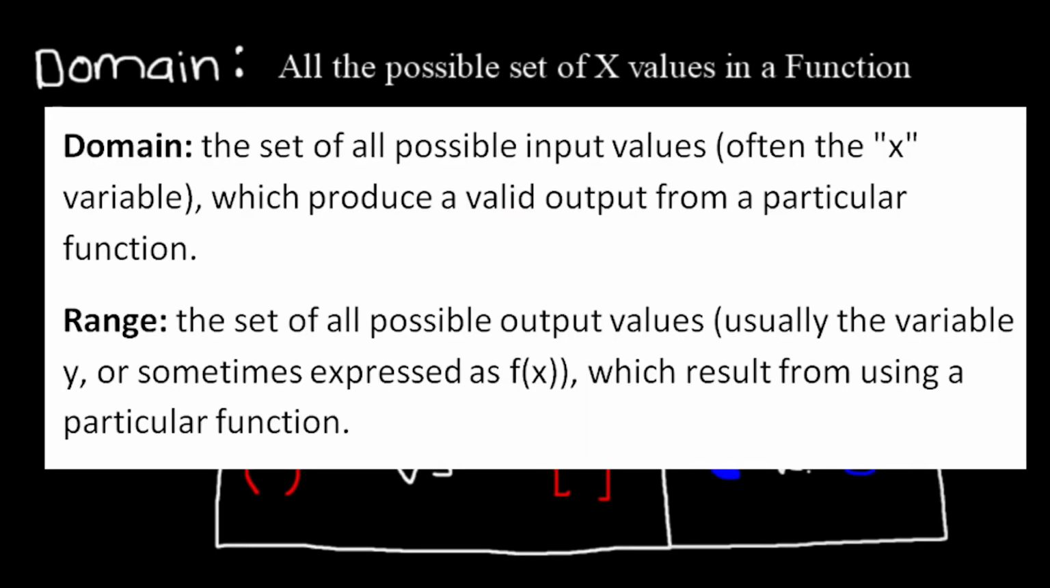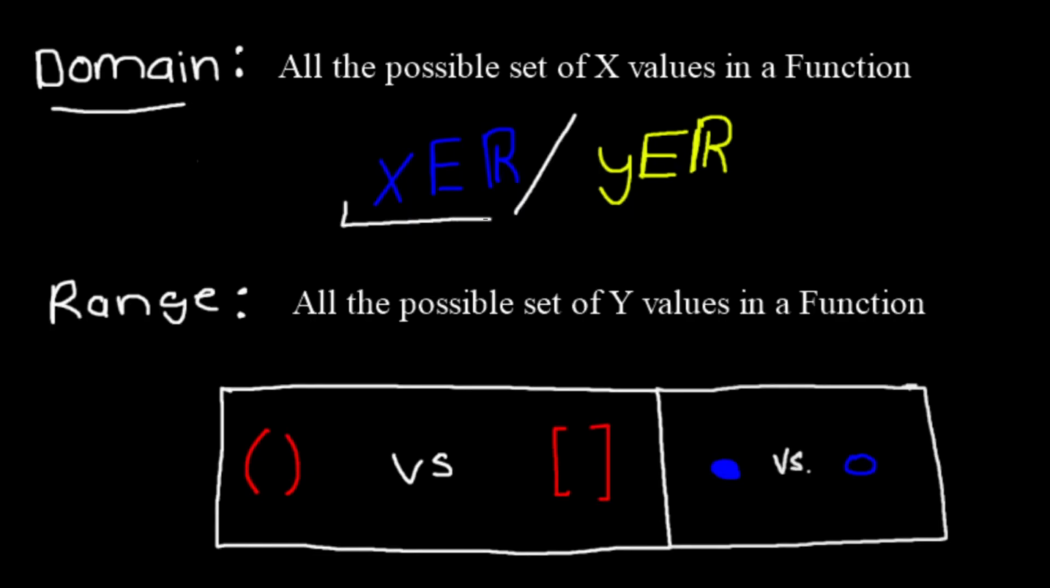The domain of a function is all the possible sets of x values. It can be represented by x element of R, and the range of a function is all the possible sets of y values, as it could be represented by y element of R.